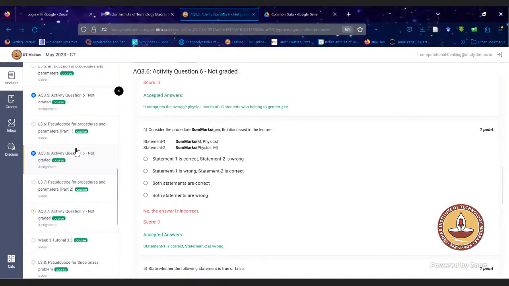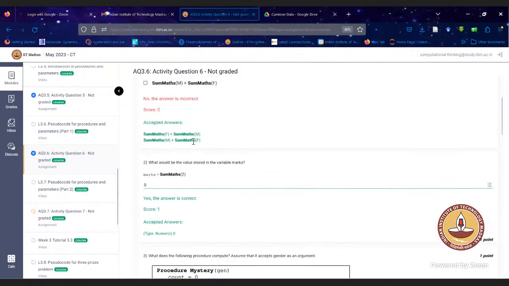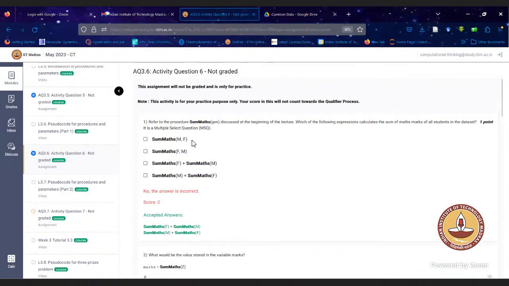Just one doubt from the related assignment, question number 8. Just a minute. 3.61, right? Yes, sir. Here, why are options 1 and 2 not correct? Refer to the procedure sumMath discussed at the beginning of the lecture. Which of the following expressions calculates the sum of math marks of all students in the data set? It is a multiple select question.